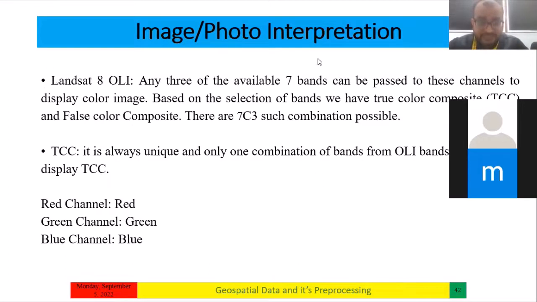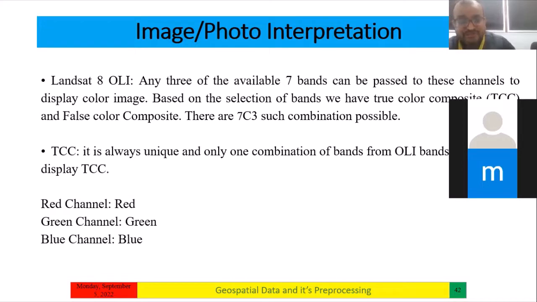The next one is image interpretation. Image interpretation is possible for multispectral images, and that can be done with the help of two different procedures. The first one is true color composite, and the next one is false color composite. Composite means we have to combine multiple images.